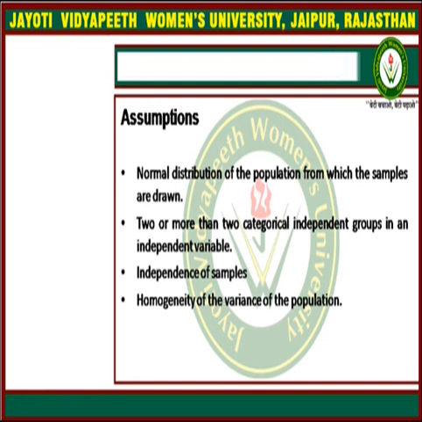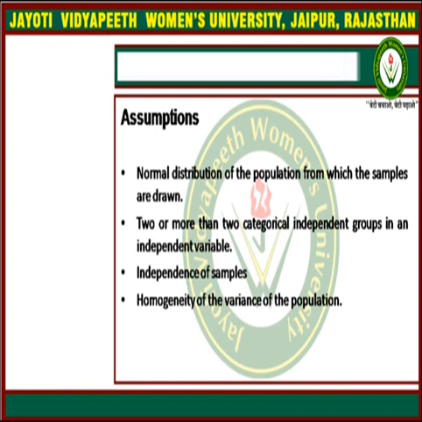Second point is two or more than two categorical independent groups in an independent variable. So it means this test can be applied for two or more than two categorical independent groups in an independent variable. Third is independence of the samples. It is an important point that the samples should be independent. Fourth point is homogeneity of the variance of the population.